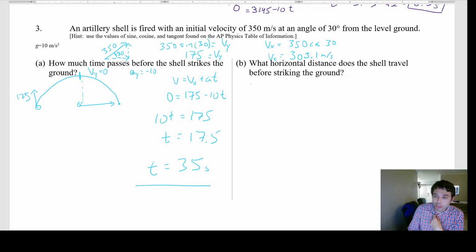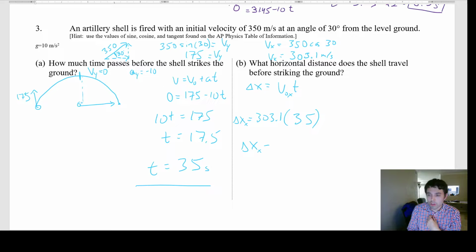So we're going to use the equation delta x equals v naught t plus 1/2 at squared. But horizontal motion with projectiles has no acceleration, so this whole right-hand side just goes away, because acceleration is 0 in projectile motion. So what we have left is delta x equals vt. We know how long it's in the air for, 35 seconds, and we know our velocity in the horizontal direction is 303.1. So now we can solve for delta x in the horizontal direction. We just multiply those together, times 35 seconds, and we get 10,608 meters.